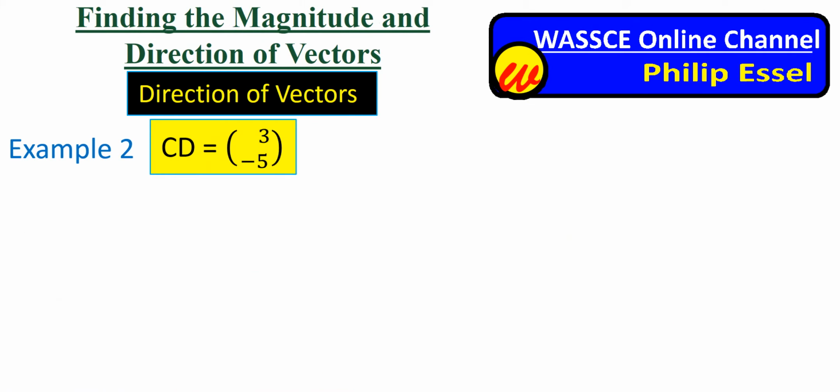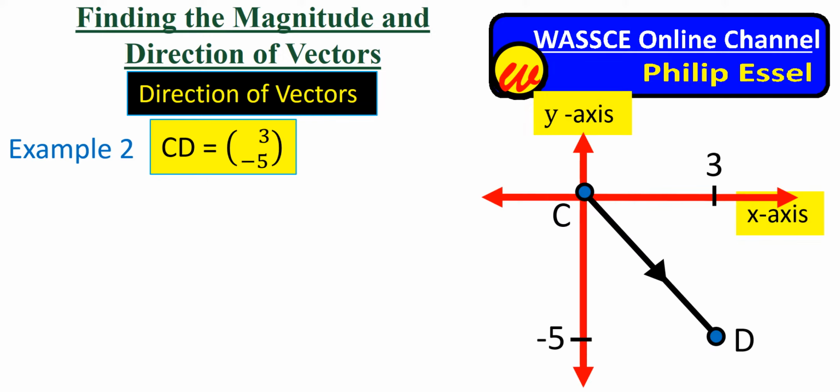Example 2. We have been given the vector CD equals (3, -5). Its x component is 3 and the y component is -5, and we are to find the direction of this vector. First, we would have to draw this vector. So we have been able to draw the vector. We also need to remember that the bearing of the vector is the angle between the vector and the North Pole, and that will be represented by this area.